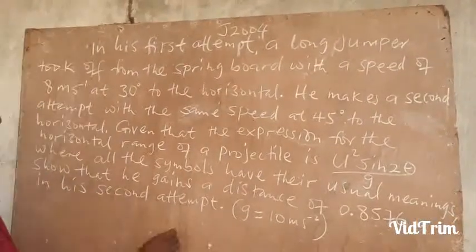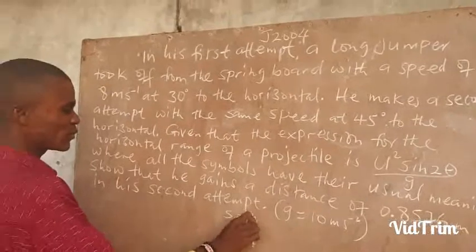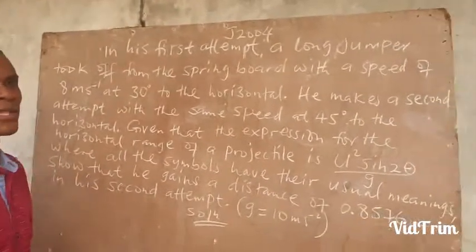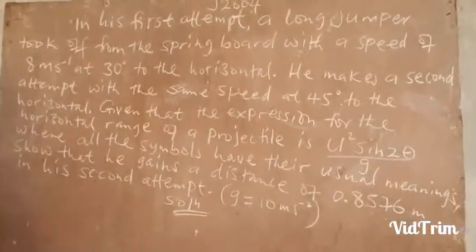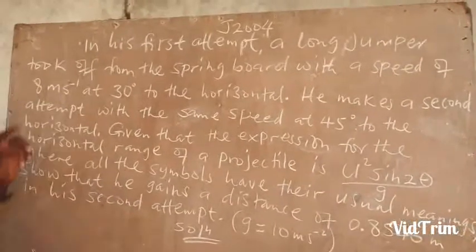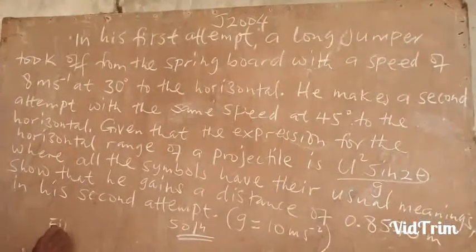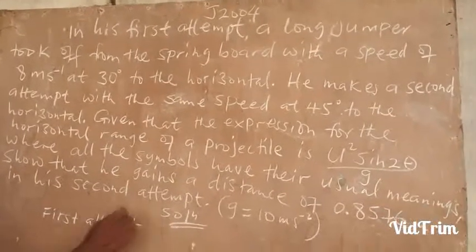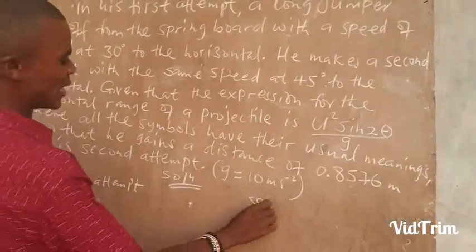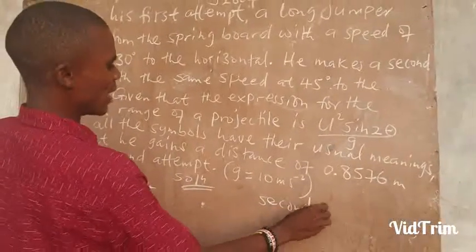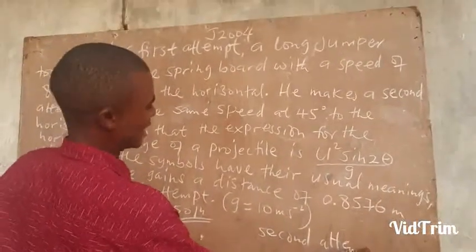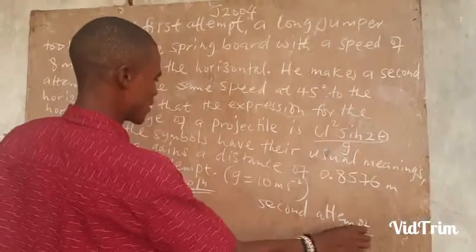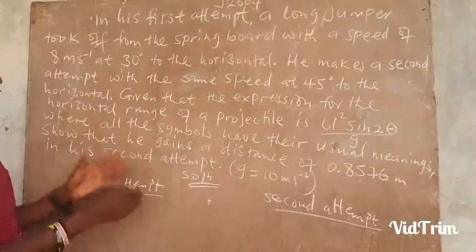Now let us solve this one. Solution. There were two attempts here. We categorize them by attempt. First attempt, and here we have second attempt. These were the attempts. Now we go to the first attempt.